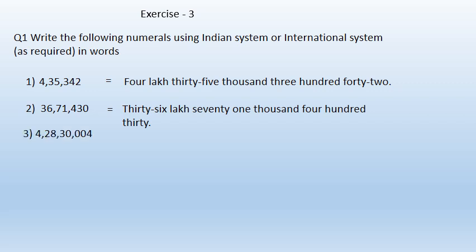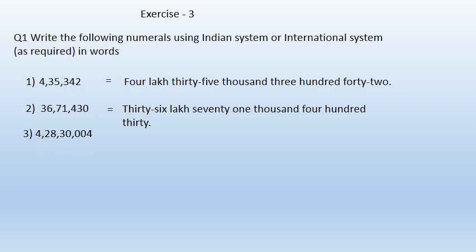Okay, just see the third one. Come on students, just try to solve this on your own. Okay students, now just check. First, what have you done? You have observed the comma. How is it placed? This 3-digit number, the next is a 2-digit number, the next is a 2-digit number. That means which system is it? Here it is the Indian system.